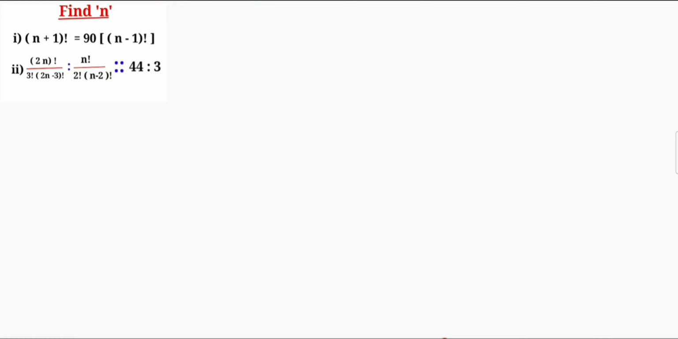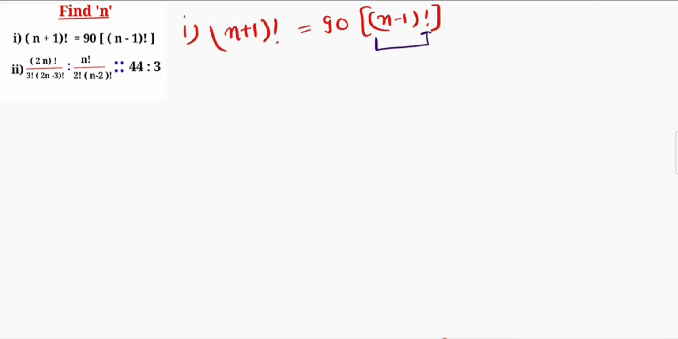In these two factorial questions, we have to find the value of n. The first question: (n plus 1) factorial is equal to 90 times (n minus 1) factorial. Here, first we have to see the smallest factorial value, which is (n minus 1) factorial. So we can write this (n plus 1) factorial in (n minus 1) factorial form.